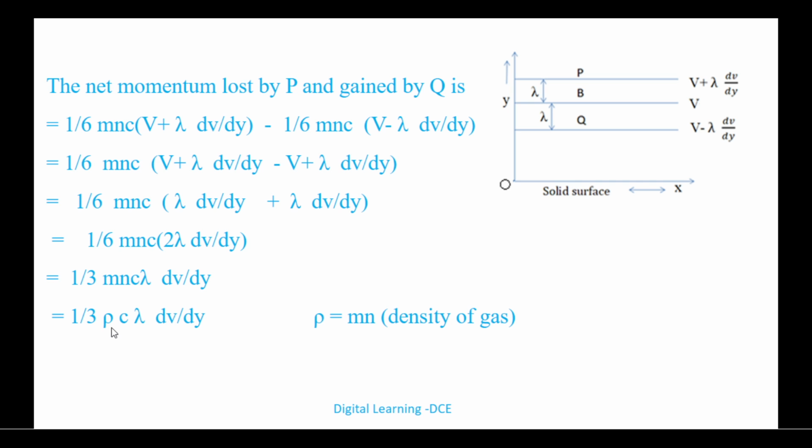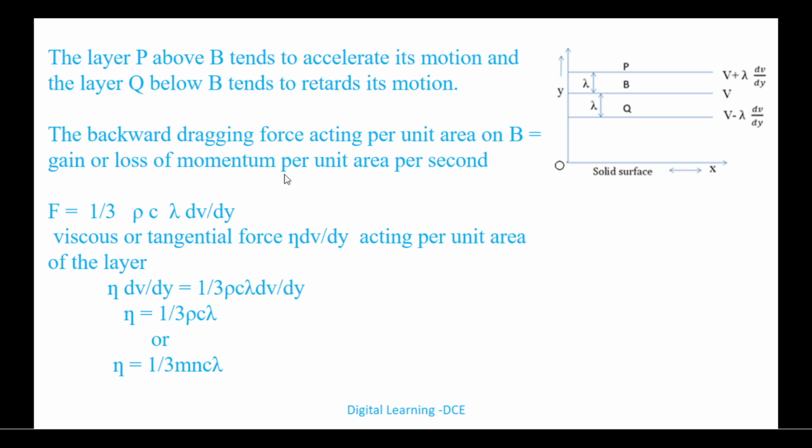Here, in the place of m into n, we can write rho, that represents the density of the gas. Then that is equal to 1/3 rho C lambda dV/dy. This is nothing but the net momentum lost by the molecules of the layer P or gained by the molecules of the Q, and it must be equal to the backward dragging force acting per unit area on B.